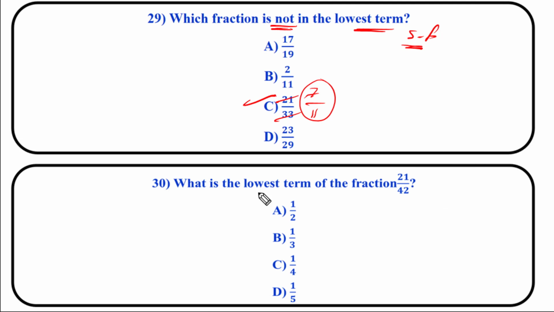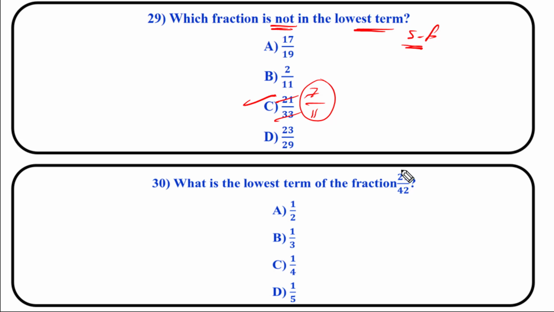Number 30, what's the lowest term of the fraction 21 over 42? We have here the GCF of 21 and 42 is what, guys? It's easy, it's 21. We can divide here by 21. But if you can't find the GCF, just cancel out the common factors.